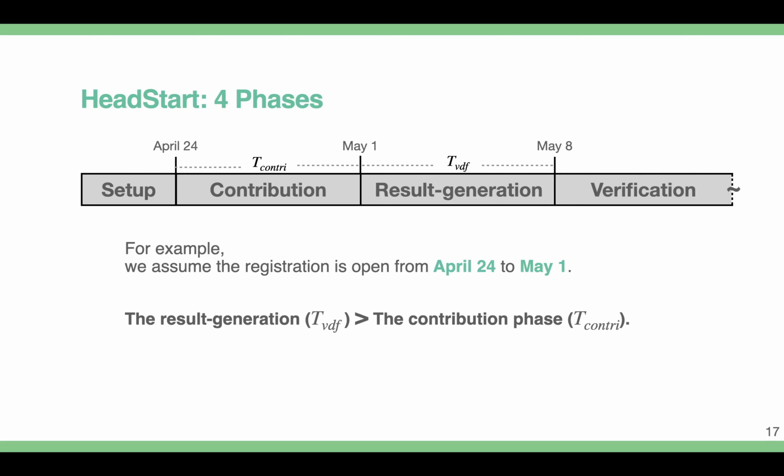The HeadStart protocol consists of 4 phases, which are the setup phase, contribution phase, result generation phase, and verification phase. The duration of the result generation phase is slightly longer than the contribution phase. For example, we assume that the contribution phase starts from April 24th and lasts for a week.